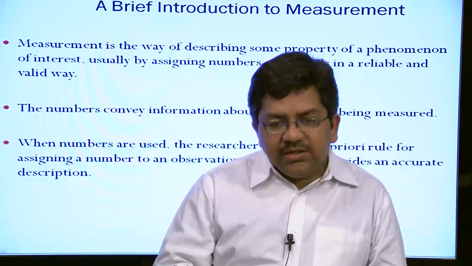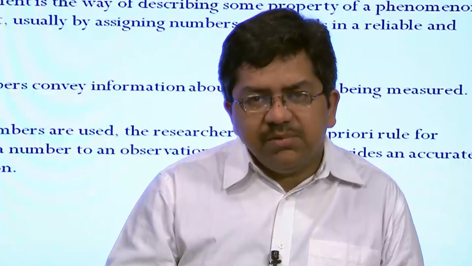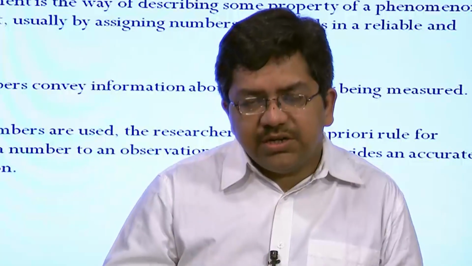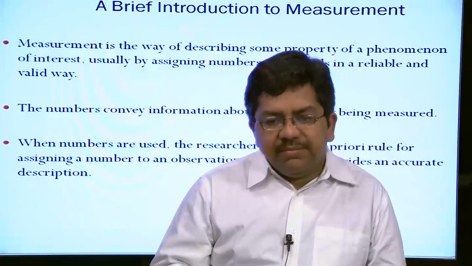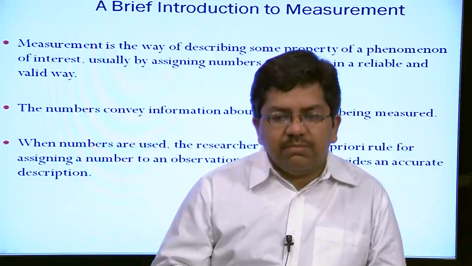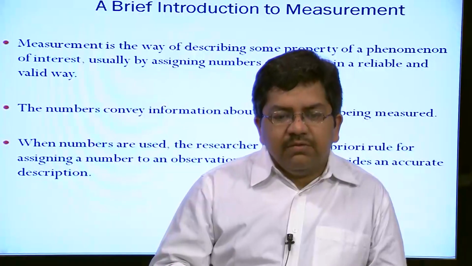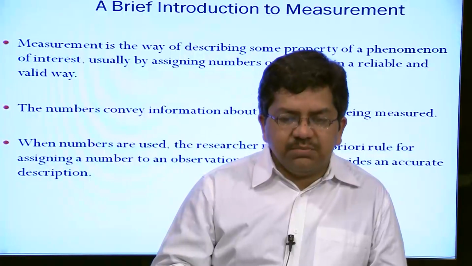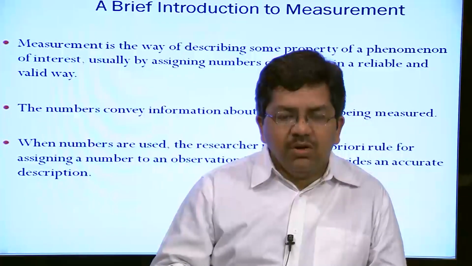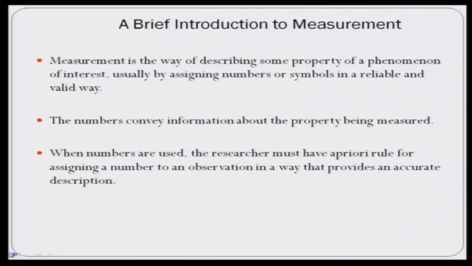Now understand, these numbers or symbols which have been assigned to an object or entity basically convey the information about the property being measured. When numbers are used, the researchers must have a priori rule for assigning a number to an observation in a way that provides an accurate description. So, the idea is that you should have a pre-decided rule for assigning the numbers or symbols to any object.